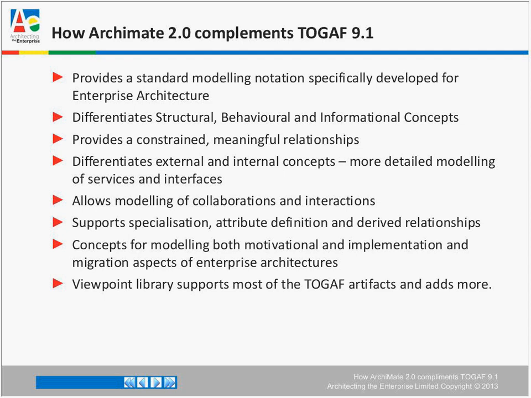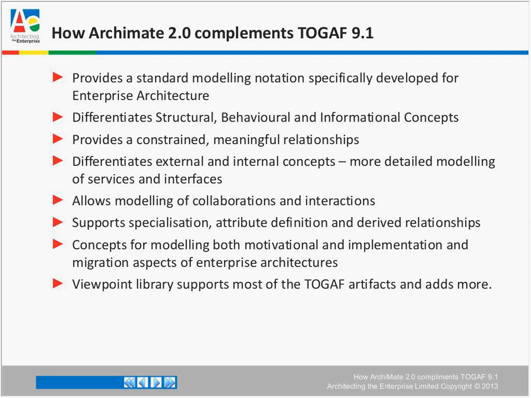It complements TOGAF as well in that it differentiates between structural, behavioural, and informational or passive structure concepts, and I think this is powerful, and it can easily be applied in TOGAF. It supports the work of the architect very well indeed. It provides constrained and meaningful relationships. It differentiates very well between external and internal concepts, so it allows more coherent modelling of the relationship between services and interfaces. The TOGAF meta model is service oriented, so it centres on business service and information system service, but I think ArchiMate expands the capabilities of that.